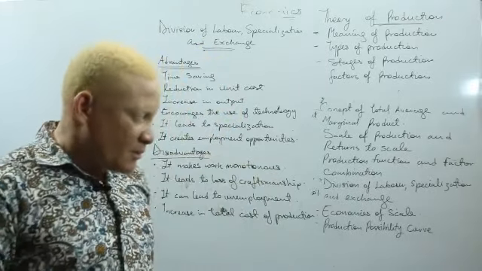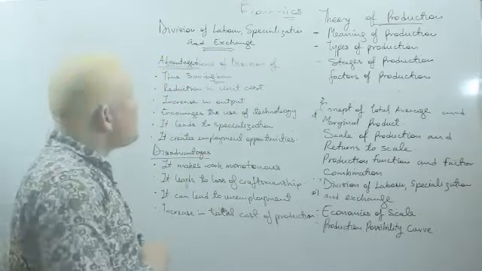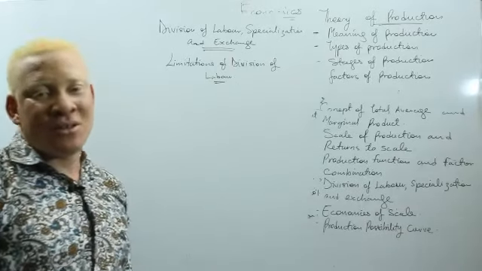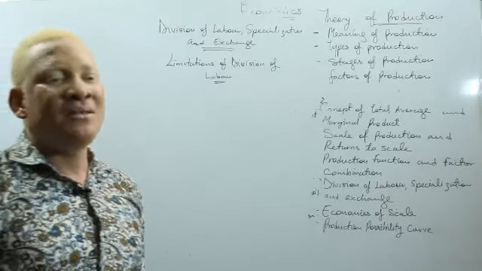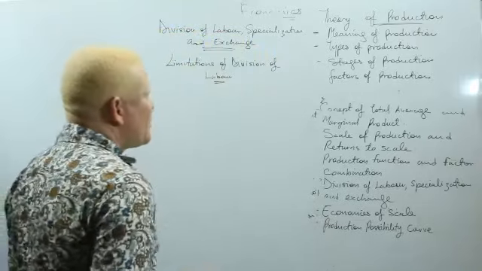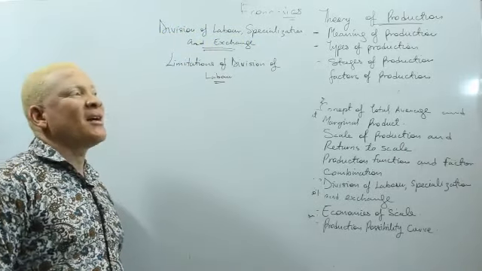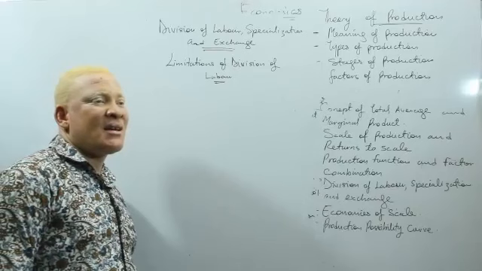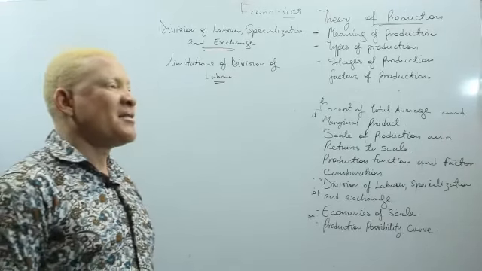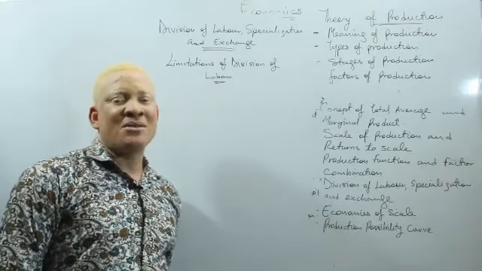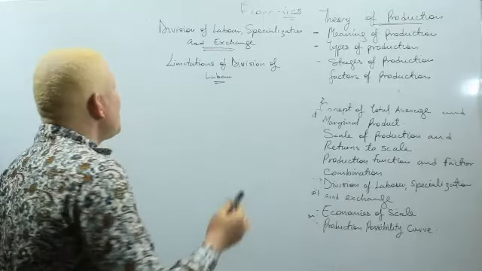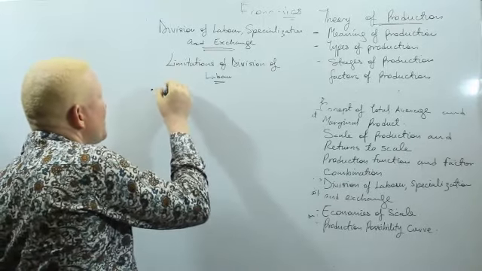Now, the next point, limitations of division of labor, is what are the things that will limit the application of division of labor in production or in industries. Here, the limitations are what will make you decide to apply division of labor and gain its benefits, or what will discourage you from deciding to apply it. Now, one of the limitations, the first of them, you have what?